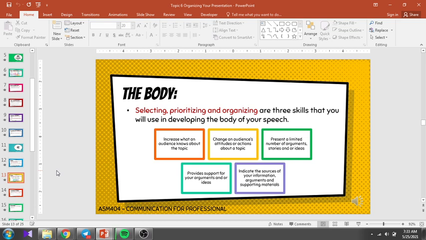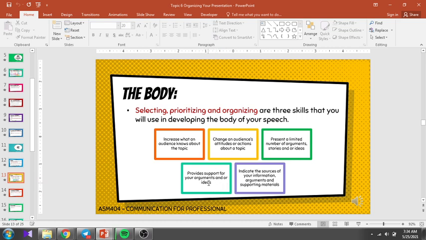Increase what the audience knows about the topic. You want to tell something that people don't know. Then change the audience's attitude or action about a topic. We want to have that reaction from the audience. And present a limited number of arguments, stories, and or ideas, where each point is related to the argument, story or ideas.